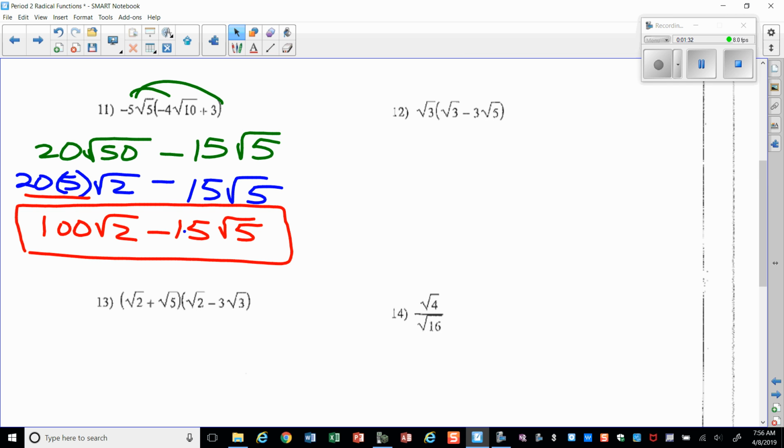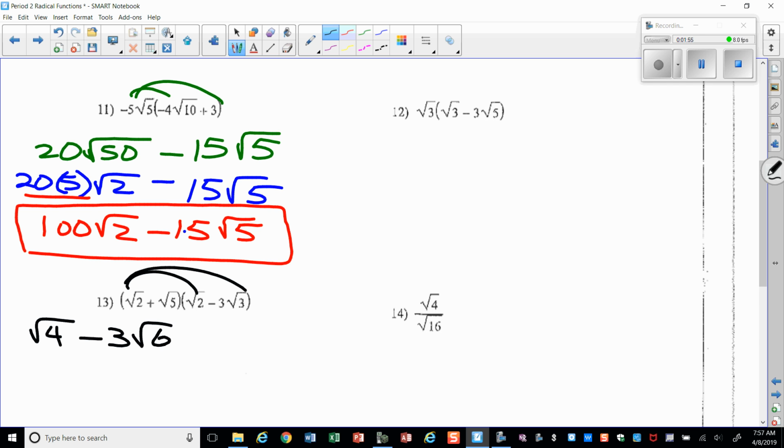All right. And so for number 13, if I was to FOIL that, I would do the same thing. First, outer, inner, last. So I'm going to multiply the first two, so that would be square root of 2 times square root of 2 is square root of 4. Multiply the outside, so that would be negative 3 square root of 6.